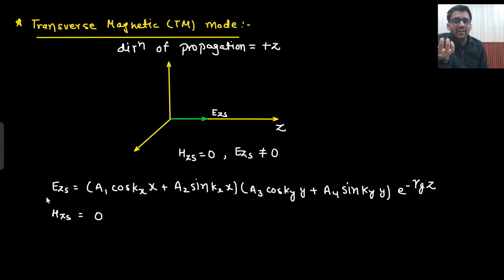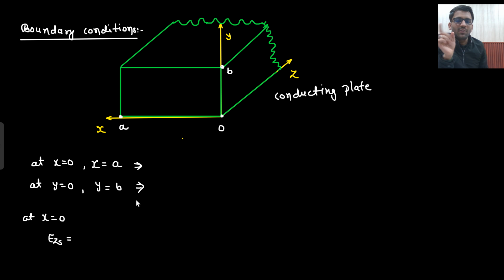But we do not have the Ey expression, so we do not care about it. We only care about the Ez expression. So EZS will be 0, because at the surface of a conductor, the tangential component will be 0. So this is a conductor. At the surface of the conductor, the tangential components are EZS and EYS. But we are not caring about EYS. Certainly EYS will also be 0, but we only need to care about EZS.